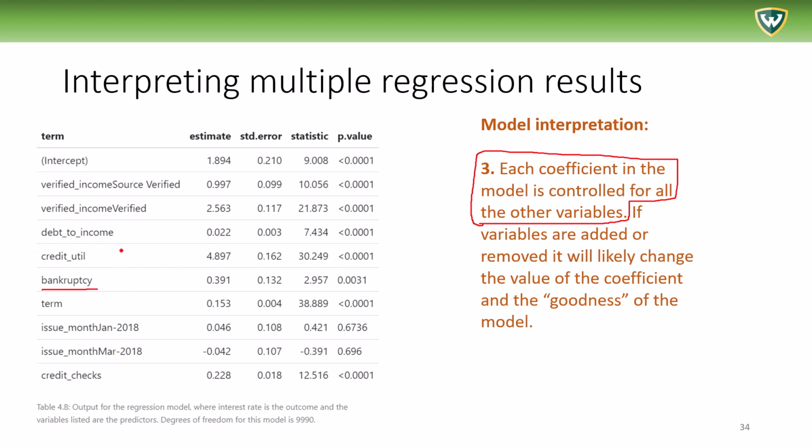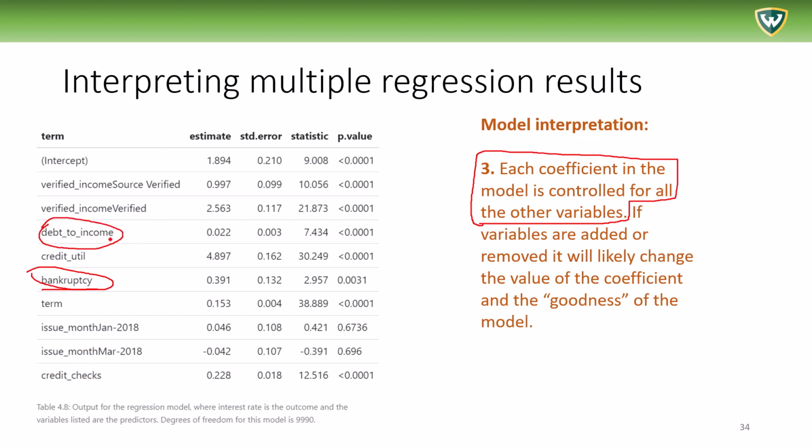Assuming all of these variables are equal, so it's controlling for all the other variables. And this is great because we want this control in our analysis. We want to know the impact of bankruptcy itself on interest rate, not the other ones. And we want to know the impact of debt to income on interest rates separately.